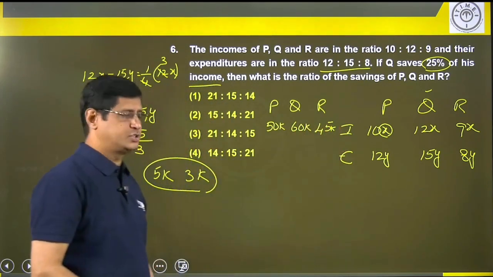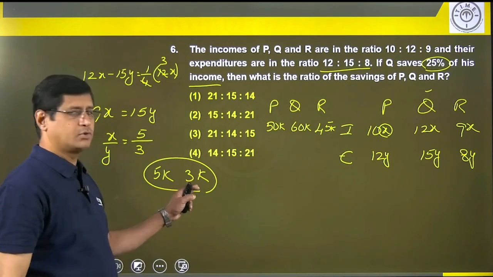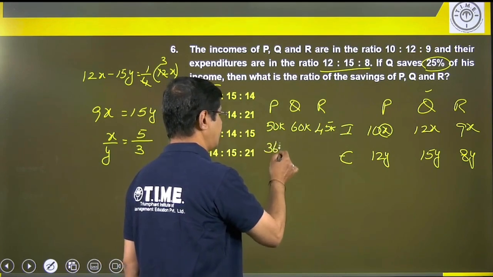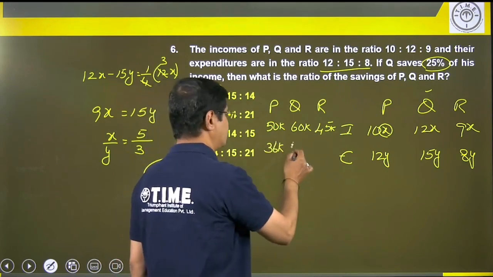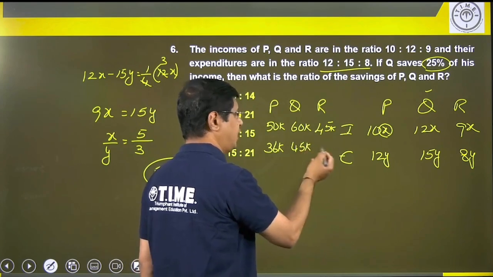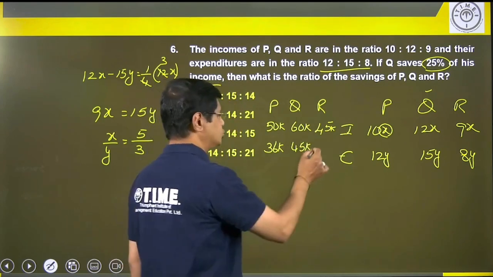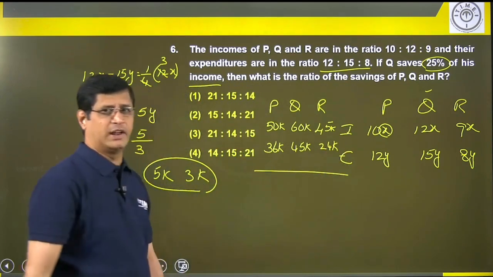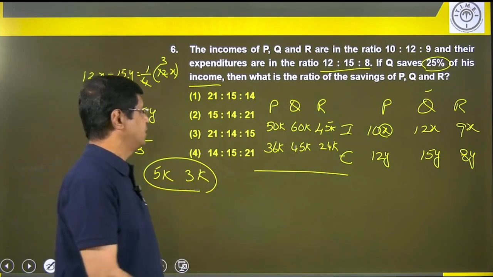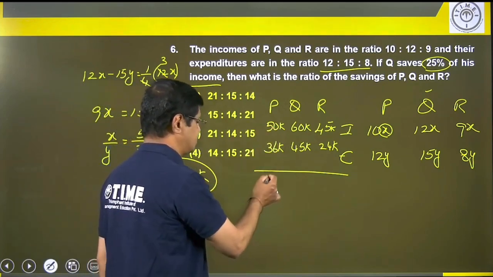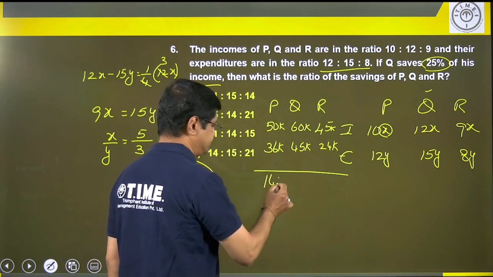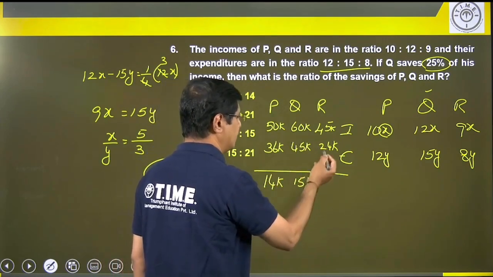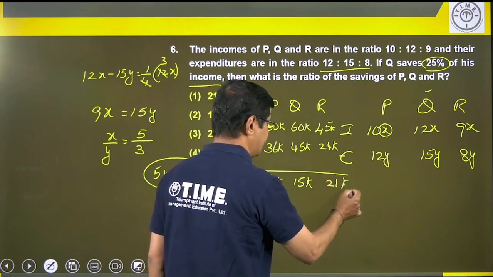What about the expenditures? Here, the value of y is equal to 3k. 12 into 3, that is 36k. 15 into 3, 45k. 8 into 3, 24k. Now the difference of these two values: income minus expenditure. 50 minus 36, that is 14k. And 60 minus 45, 15k. Similarly, here 21k, k gets cancelled.